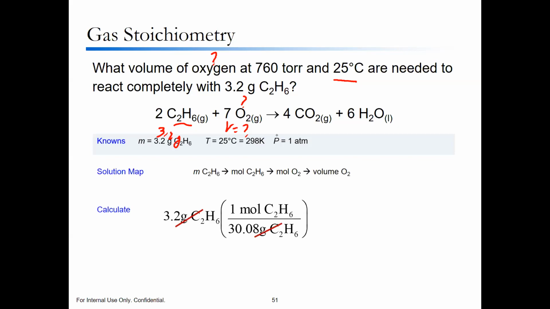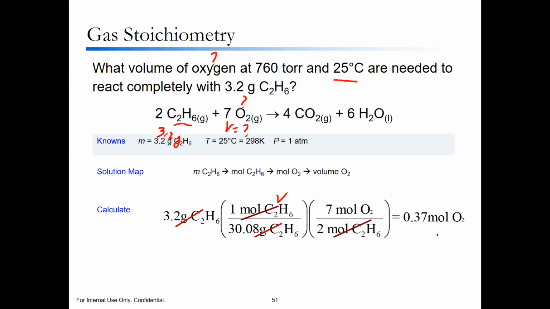So 3.2 grams of ethane, convert that into moles, times that by the molar mass. Now I got moles of ethane. But do I want moles of ethane? I want to know the moles of oxygen. So I got to put O2 on top, right? Ethane on the bottom. It's going to be a 7 to 2 ratio. Where do we get that 7 and 2 from? From the balanced chemical equation.